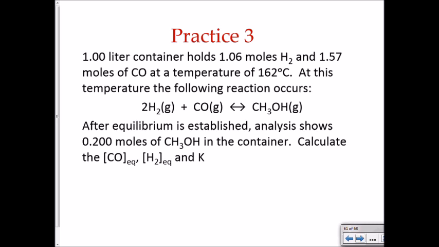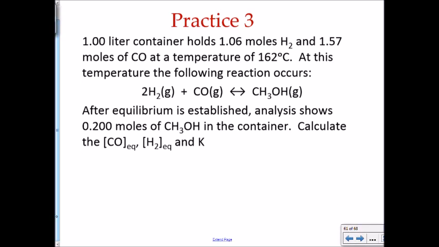All right, so here we have a different reaction. We have hydrogen and carbon monoxide going to form methanol. Okay? And they're all gaseous. That's good. We should take a look at their phases to make sure that they're all being incorporated in. Now, a 1 liter container holds 1.60 moles of hydrogen. See how we're in liters and moles again, so we need to make sure we calculate our concentrations correctly.